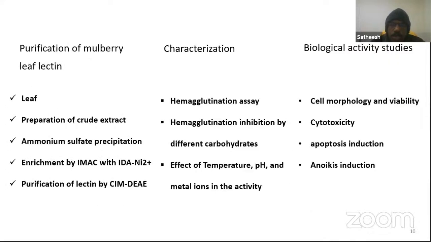So we have used mulberry. This is the way I'll be completing the presentation. So we have purified the mulberry leaf lectin.